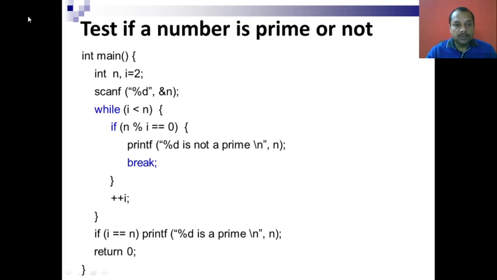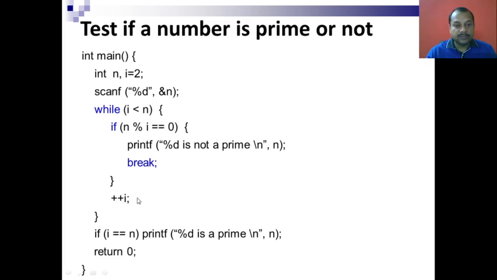What I am doing now is incrementing i, but before that I am testing whether i is less than n. If yes, then I am dividing n by i and checking whether the remainder is 0, which means whether n is divisible by i or not. If yes, then I declare it is not a prime and break out of this loop. Breaking out of this loop means breaking out of this while loop.